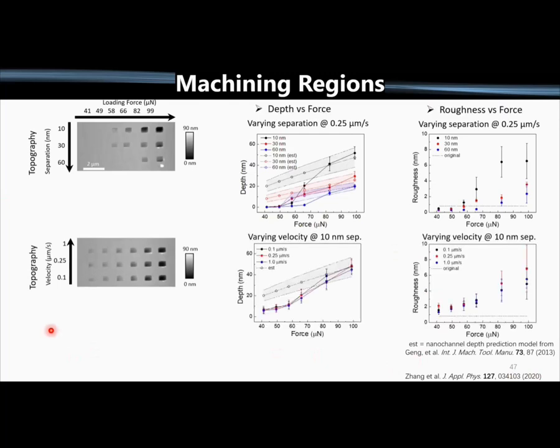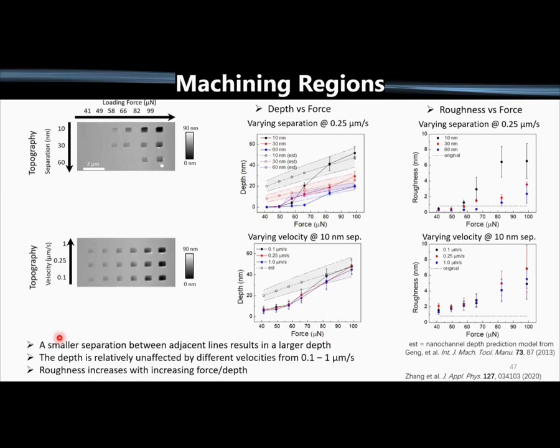So what we were interested in was less about understanding the physics of the material removal process, but understanding what we would need to do if we wanted to remove X amount. So basically we could have a lookup table and say, okay, I want to make something that's this deep, or I want to remove that much material this quickly. And then we would know what parameters to use for this particular material. So generally we found that a smaller separation between adjacent lines resulted in a larger depth, as we might expect. The depth was relatively unaffected by different velocities in that range in particular. And the roughness was increasing with the increasing force and depth. So the more removed and the faster we tried to remove it, the rougher the surface was.